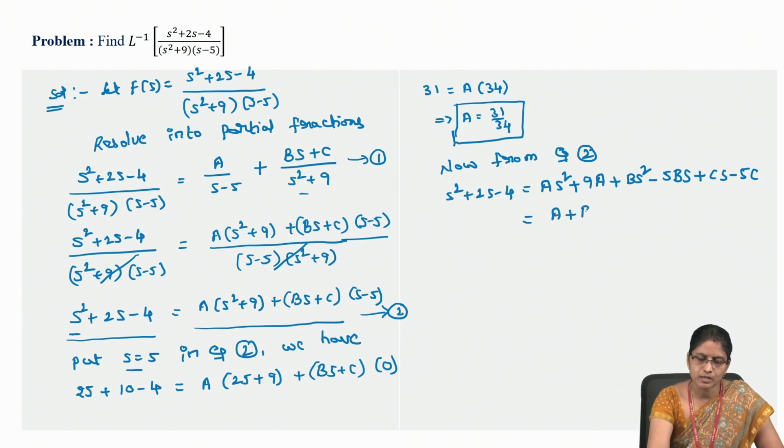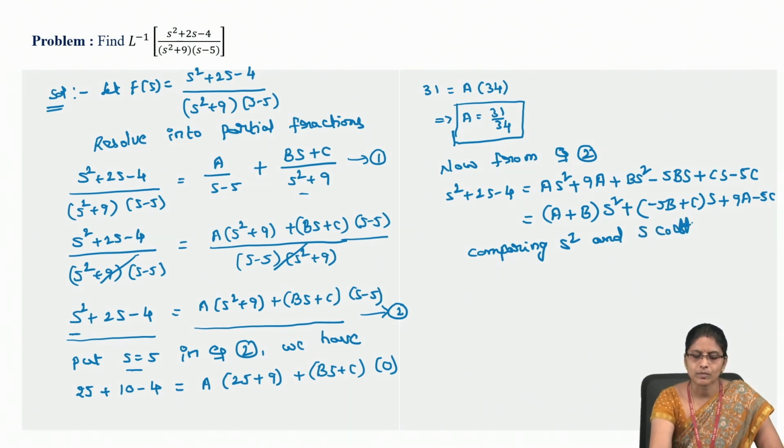Take s square common, we get (a plus b) into s square. Next, take s terms common, (minus 5b plus c) into s. Next, the remaining constant terms we write here, 9a minus 5c. Comparing s square and s coefficients, a plus b is equal to, here s square coefficient is 1, so a plus b value is 1. Then b is equal to 1 minus a, that equals 1 minus 31 by 34, we get 3 by 34. Therefore, b is 3 by 34.